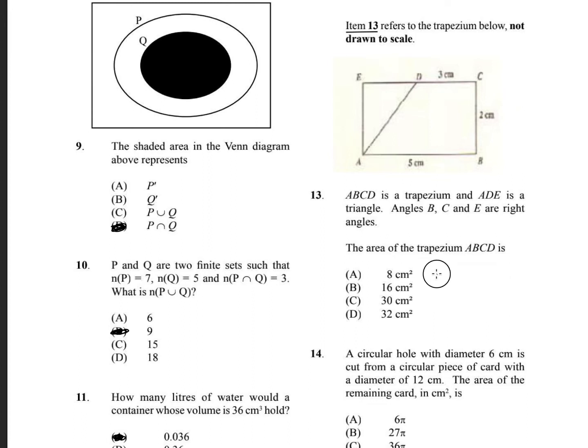Okay, so let's get into this. The area of the trapezium. Quickly, you want to ensure that you put down your formula, right? Alright, so we're going to go a half of 5 plus 3 times 2. 5 plus 3 is 8. A half of 8 is 4. 4 times 2 is 8. So your answer here is A. The area of the trapezium is 8 centimeters square.